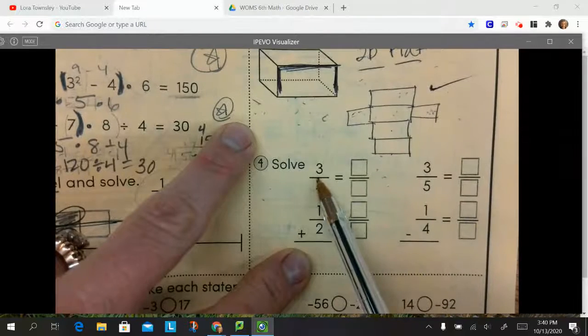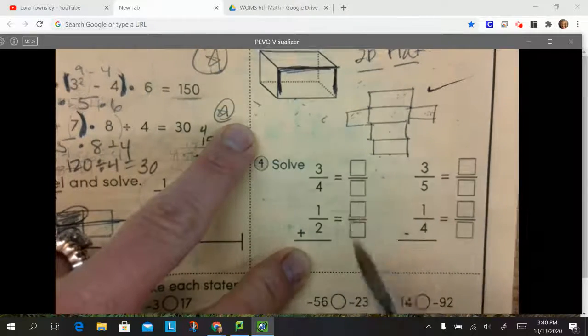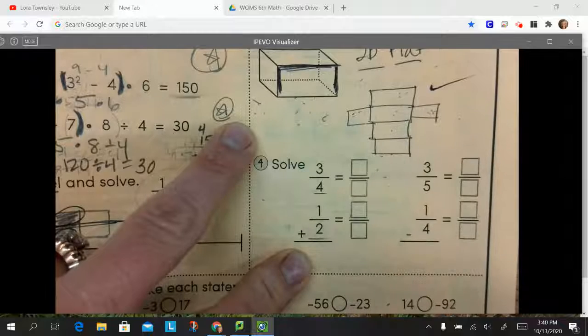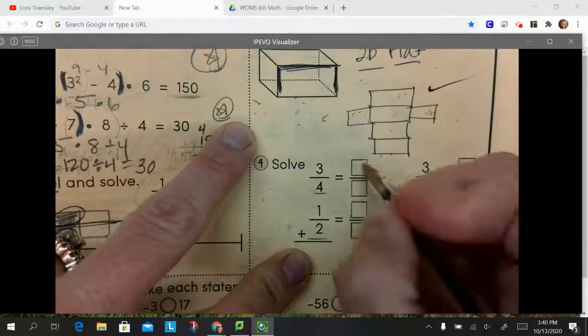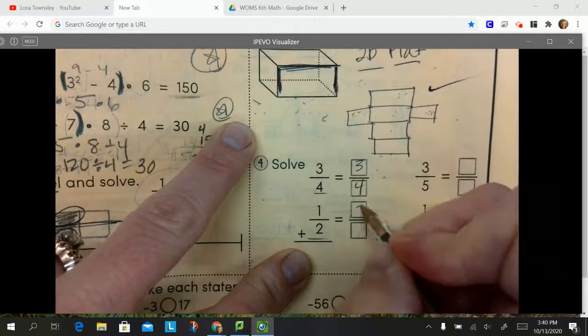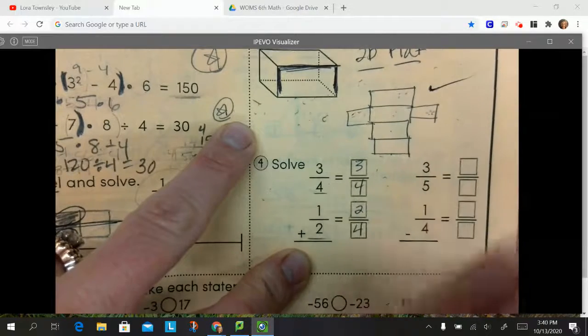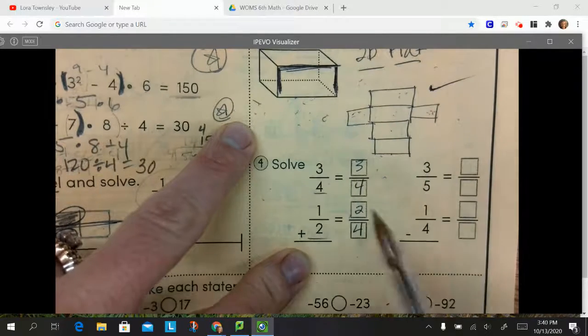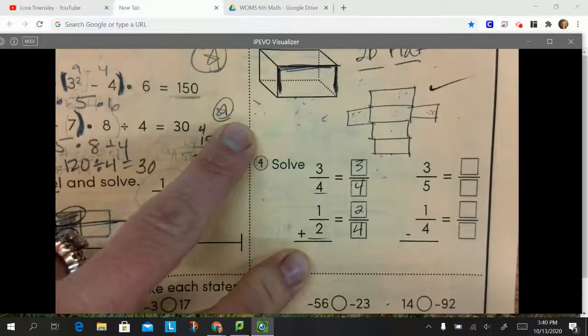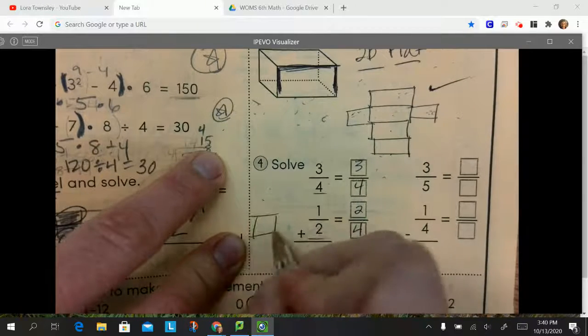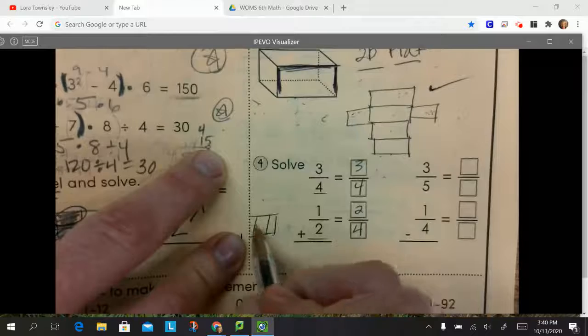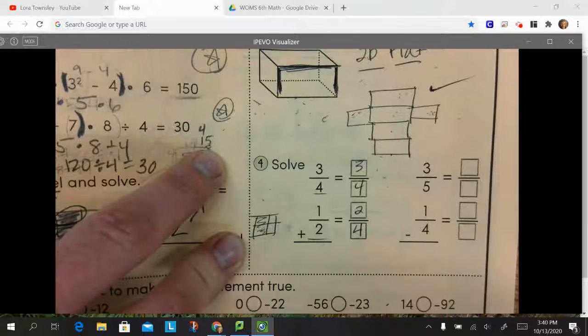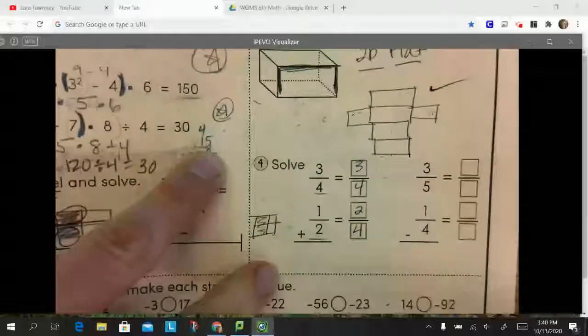All right, next one, solve. If you have 3/4 plus 1/2, you need to make sure that you have the same pieces to add. These aren't the same. You don't have a common denominator. All right, but you can move this over and increase this by 2. So instead of 1/2, you have 2/4. Okay, it doesn't matter if you have 1/2 of something or if you have 2/4 of something. It's the same thing. Okay, now you can add these together.